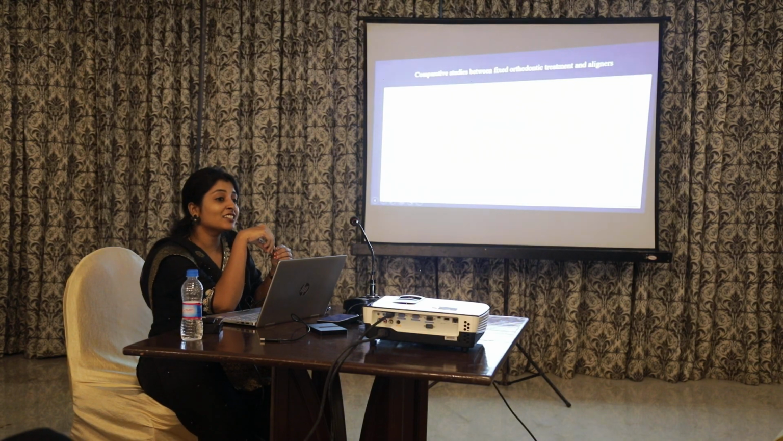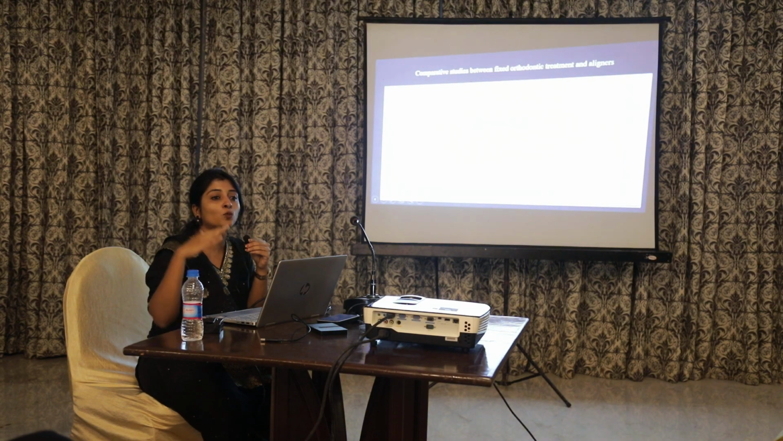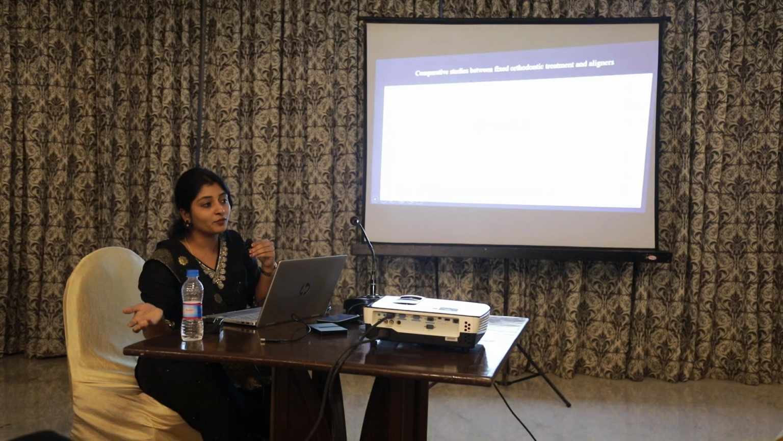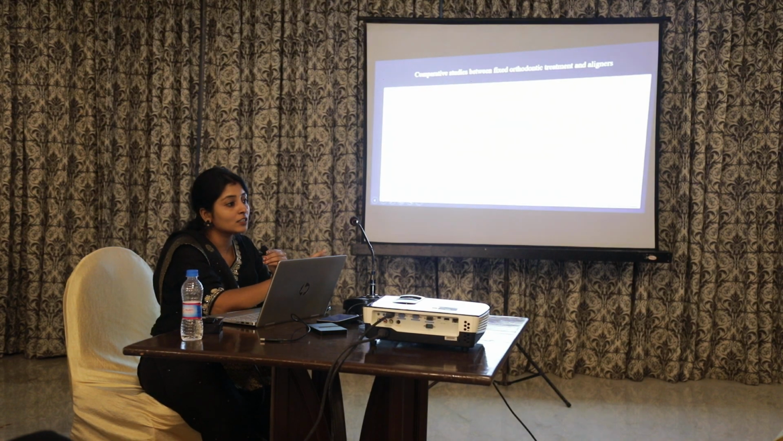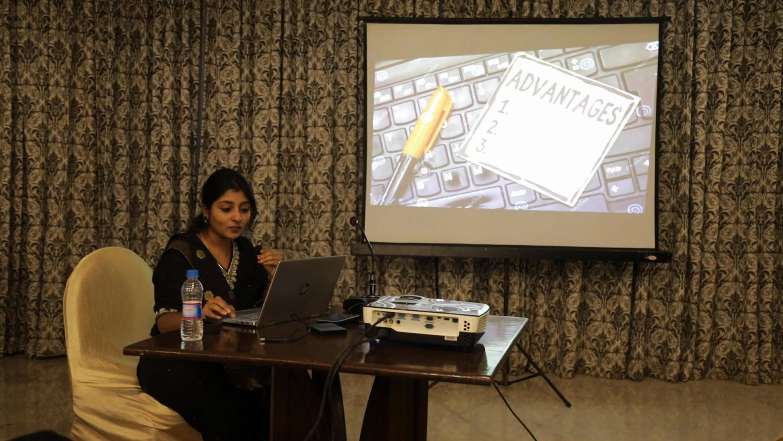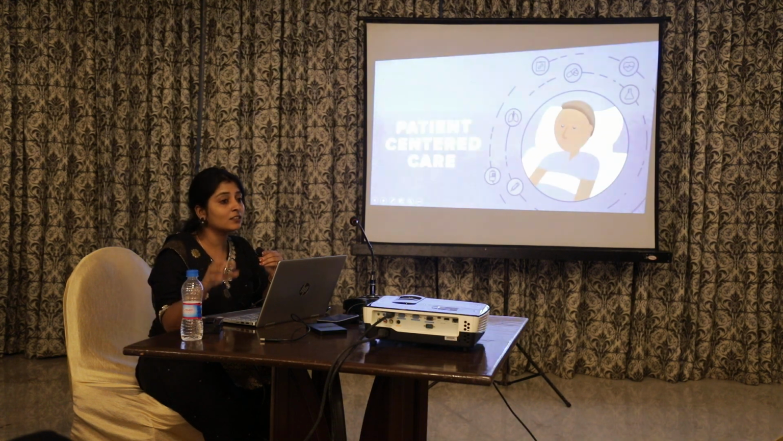And regarding the treatment efficiency, there is no difference between the fixed appliance and the clear aligners. Both work well, and it is not that one is superior and one is inferior. In the aspects of aesthetics, clear aligners are definitely doing a good job. So the potential advantage is that it is more patient-centered care.